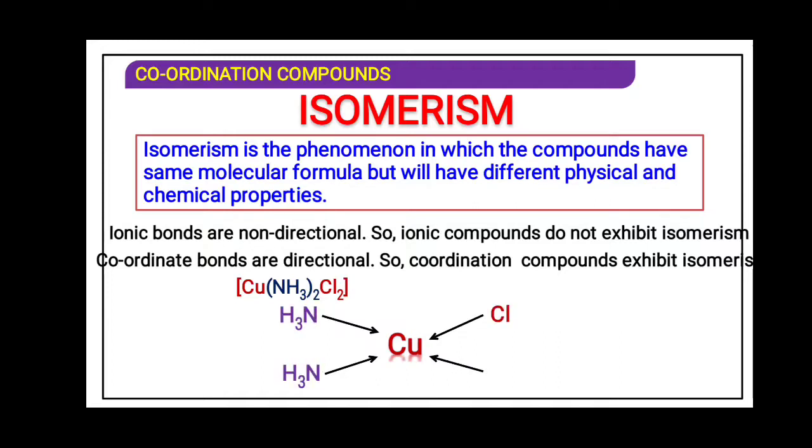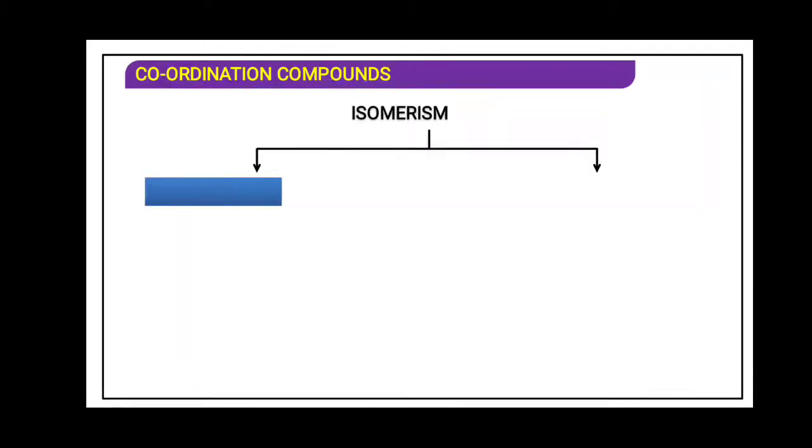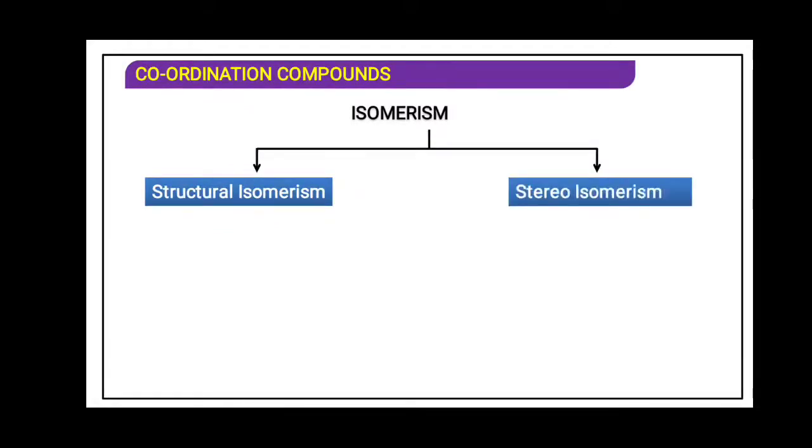We are seeing the geometry. Isomerism in the complex is classified as structural isomerism and stereoisomerism. Mostly a question is asked from structural isomerism. Generally they ask the question from structural isomerism, but we will study complete isomerism.